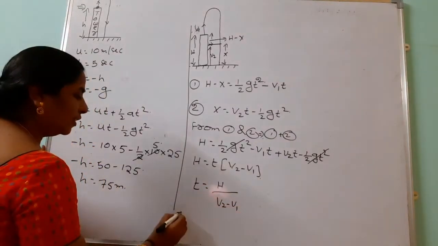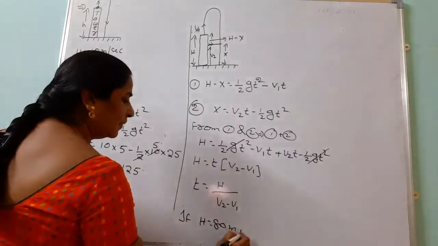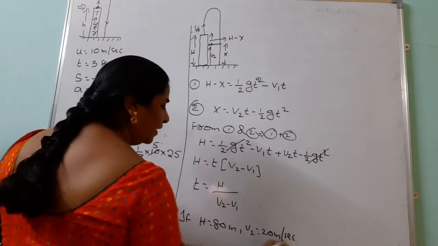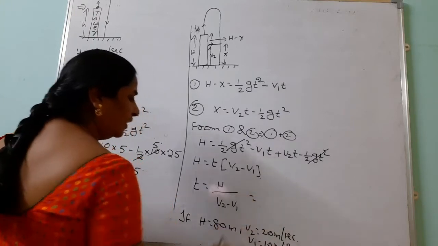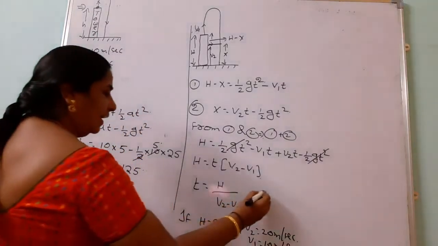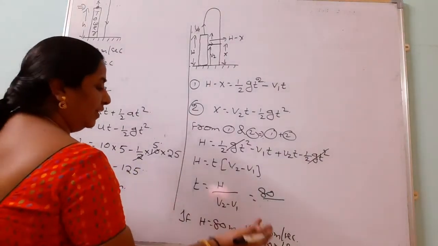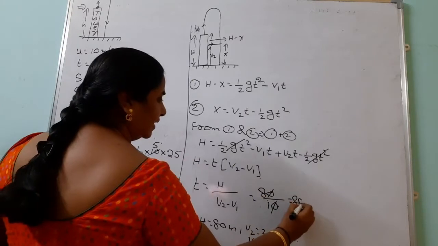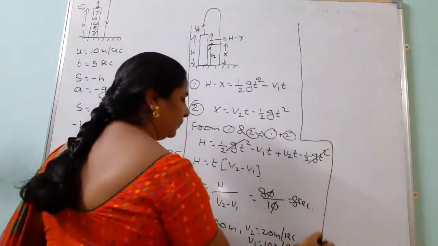Based on this, we can do one problem also. If h equals 80 meters, v2 equals 20 meters per second, and v1 is 10 meters per second. In this case, how to find when both will meet? 80 by v2 minus v1. Directly we can use, and we can save the time also. This is 10. Answer is 8 seconds. At 8 seconds, both the stones will meet.